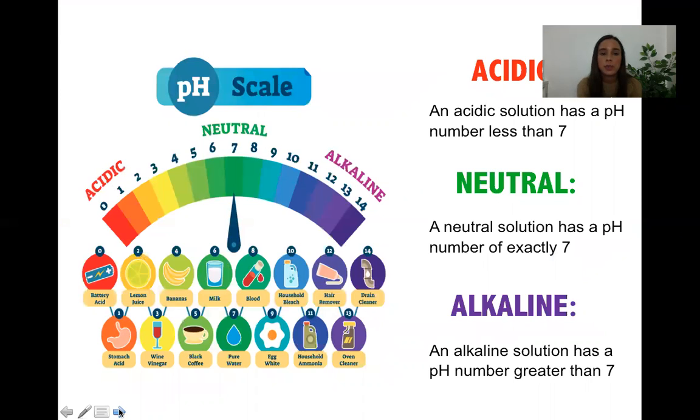Here you can see a pH scale. The first one is acidic: a solution has a pH number less than 7. Neutral is a solution that has a pH number of exactly 7. And alkaline is a solution that has a pH number greater than 7.